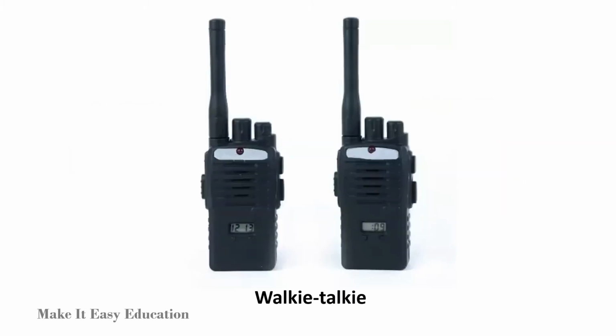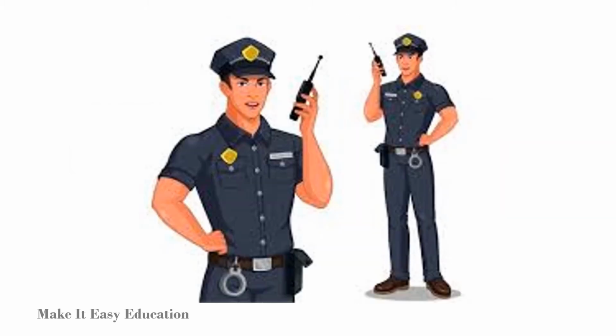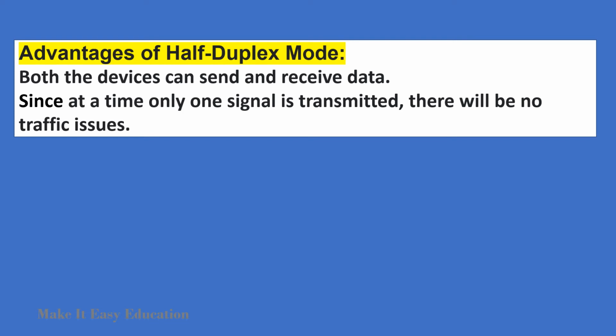Example of half-duplex is a walkie-talkie, in which a message is sent in both the directions, but not at the same time. Advantages of half-duplex mode. Both the devices can send and receive data. Since at a time, only one signal is transmitted, there will be no traffic issues.